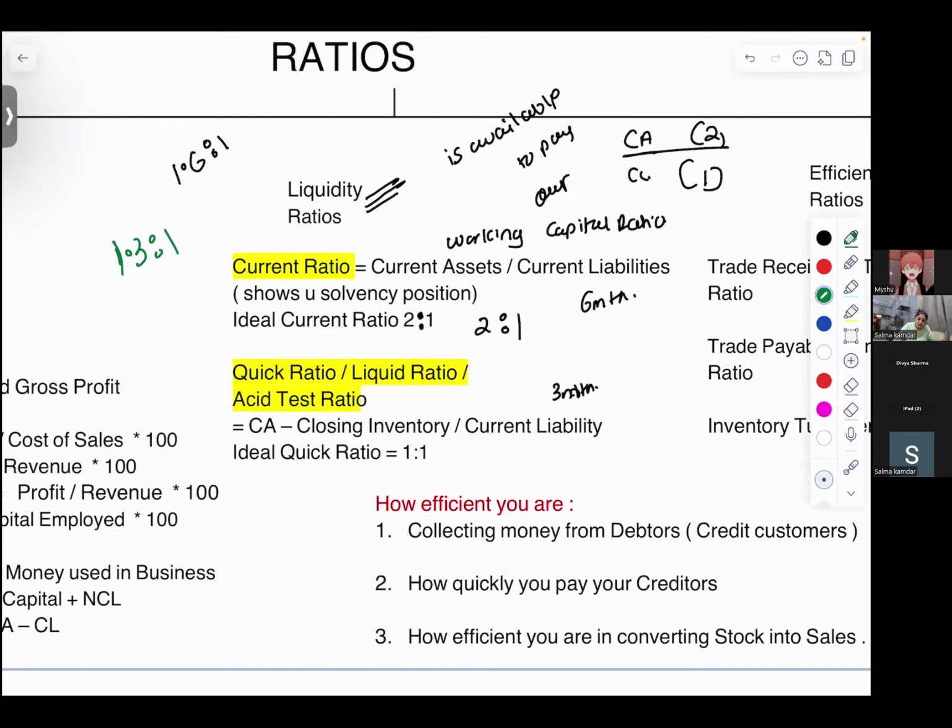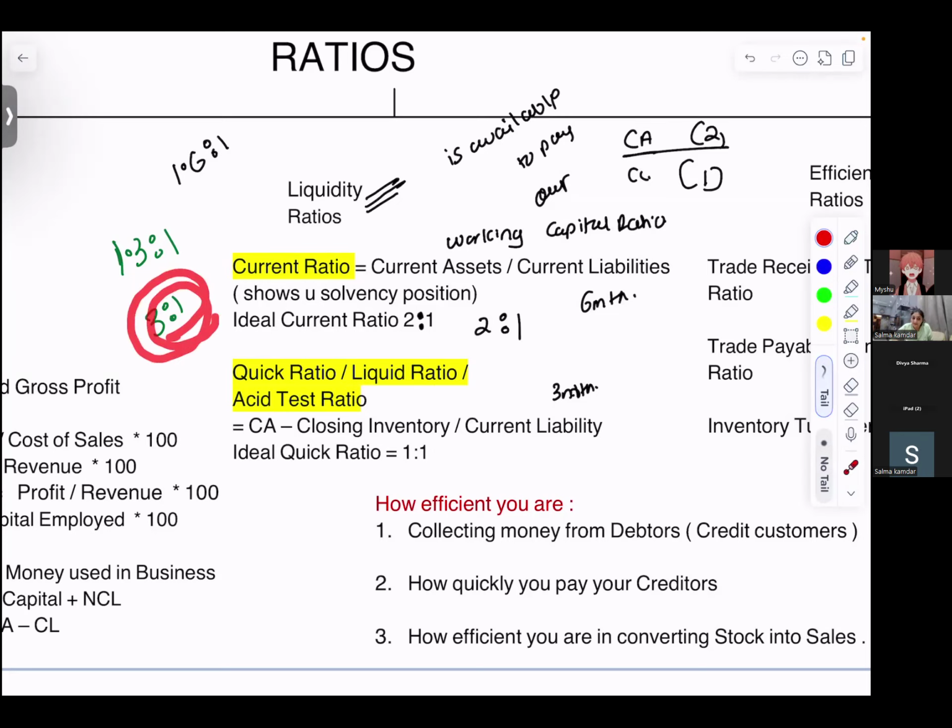If the current ratio is 3 is to 1, then it's very good? No, you will say the ideal current ratio is 2 is to 1. Anything above that, 2.1, 2.2 is fine. But when it is 3 is to 1, it means a lot of your money is tied up in the current assets. You could have used this money for some other opportunities. So this is not good.